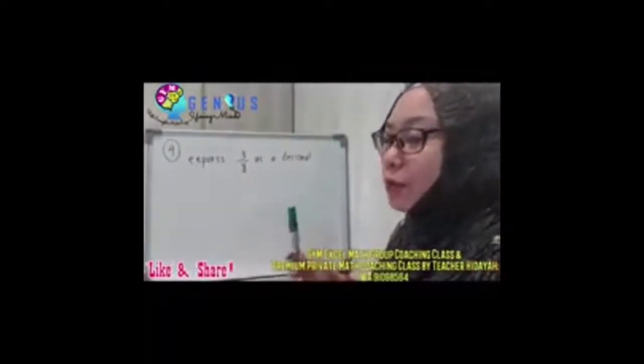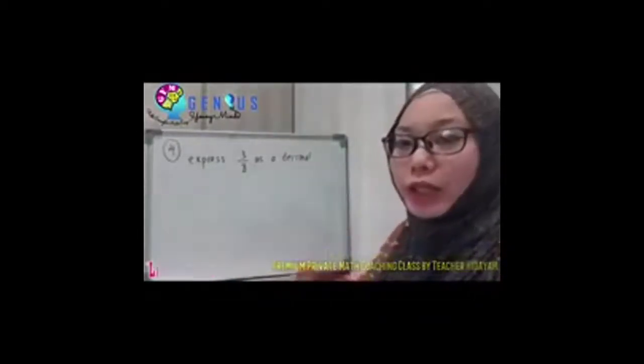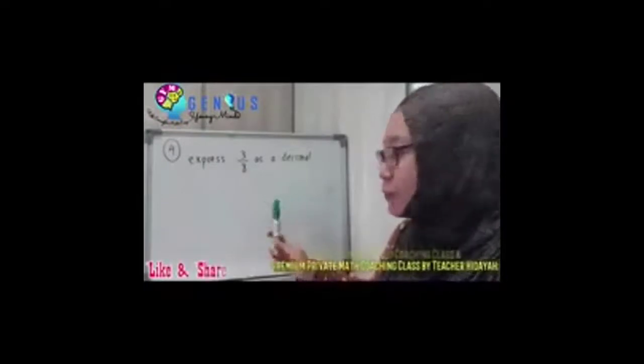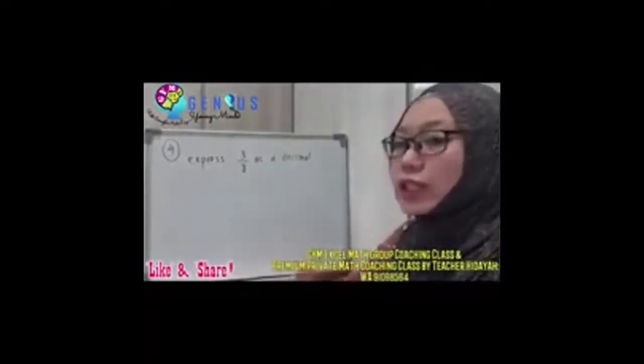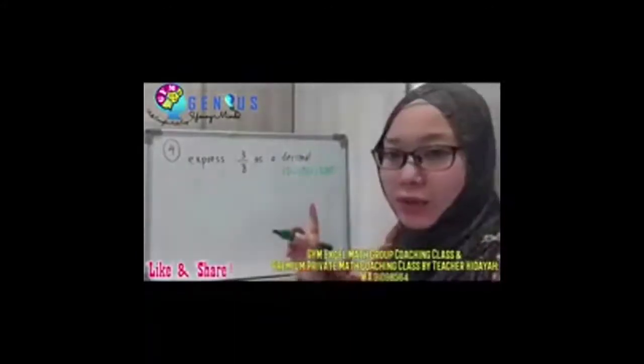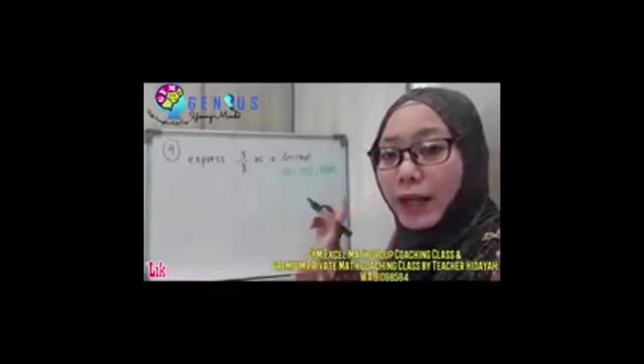Okay, here's tip number 4 for fractions. Express 3/8 as a decimal. The trick here is that whenever you have this kind of fraction, or any fraction for that matter, you have to change the denominator to either a 10, 100 or 1000. So for this case, 8, we change it to 1000.